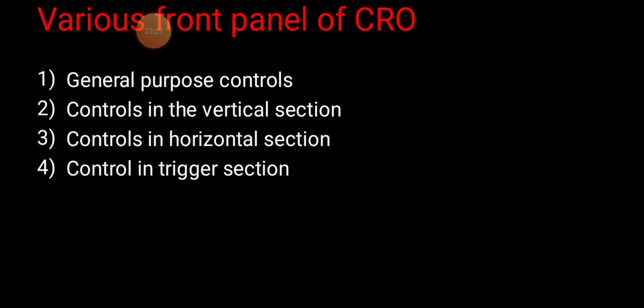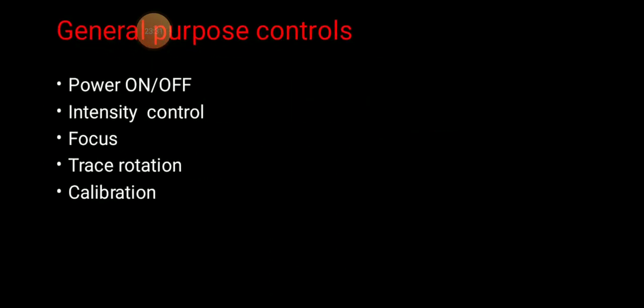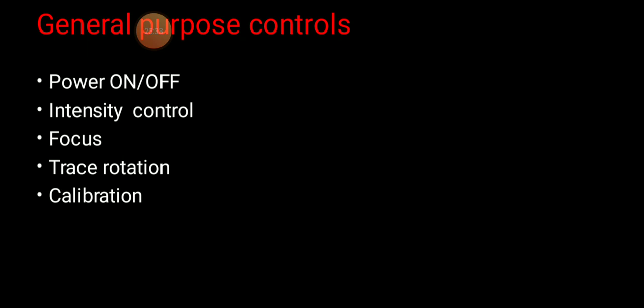So first we'll discuss general purpose controls. First one is the power on off. Second one is the intensity control. Third one is the focus. Fourth one is the trace rotation, and fifth one is the calibration. So what are the main functions of these parameters?